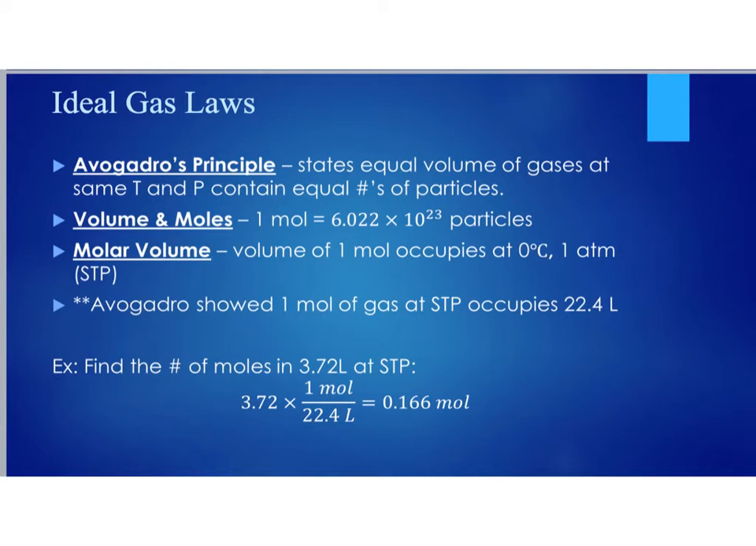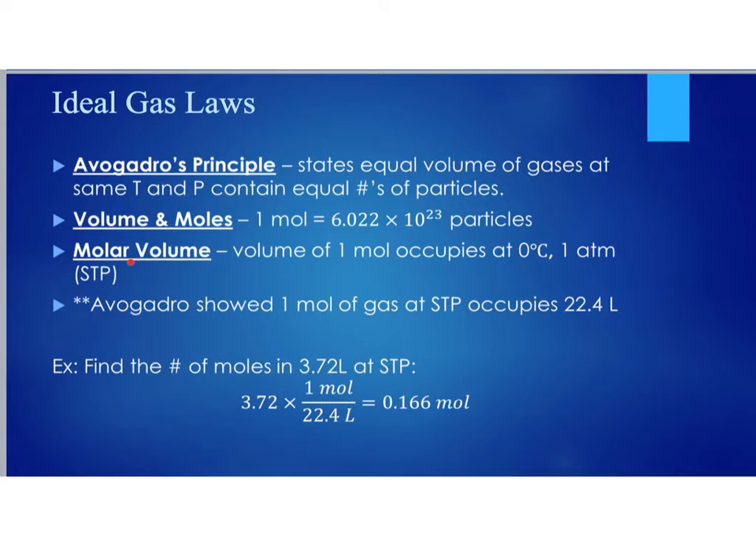Now before we actually cover what the ideal gas law is, I wanted to touch base on a few things that we've covered in class so far this year. If you recall, we have something called Avogadro's principle, and this principle just says that equal volumes of gases at the same temperature and pressure are going to have equal numbers of particles. We've talked about volume in moles. We know that the conversion is 1 mole is 6.022 times 10 to the 23rd particles. And remember, particles could be atoms, ions, molecules, and so on.